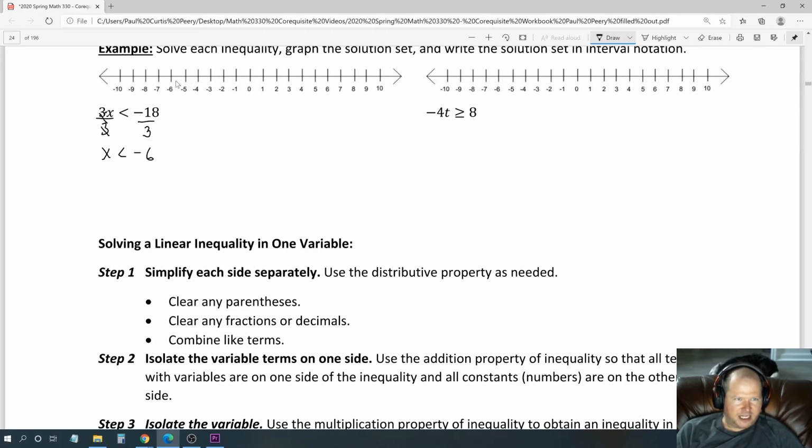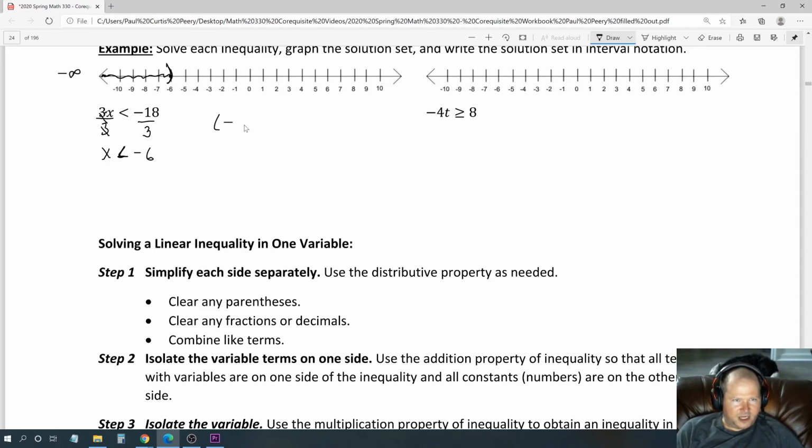Next, we're going to plot the negative 6. We plot the negative 6 right there. We say x is less than negative 6. And since it does not have the equal sign, it's only the inequality, it's only the less than, we're going to use a parenthesis, and we just shade it in. Because if you go to the left forever, you end up with negative infinity. We're going to have negative infinity over here.